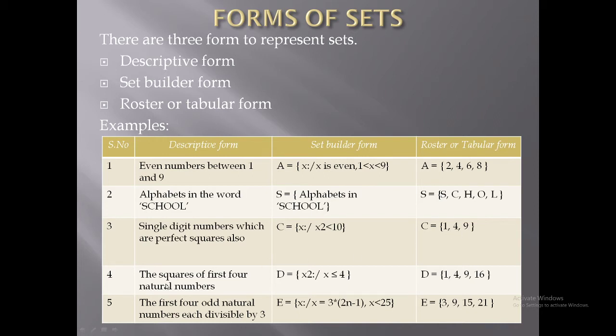The square of first four natural numbers. That is D equal to set of all x square such that x is less than or equal to 4, and in roster form D contains 1, 4, 9, 16. Okay, move on to next slide.